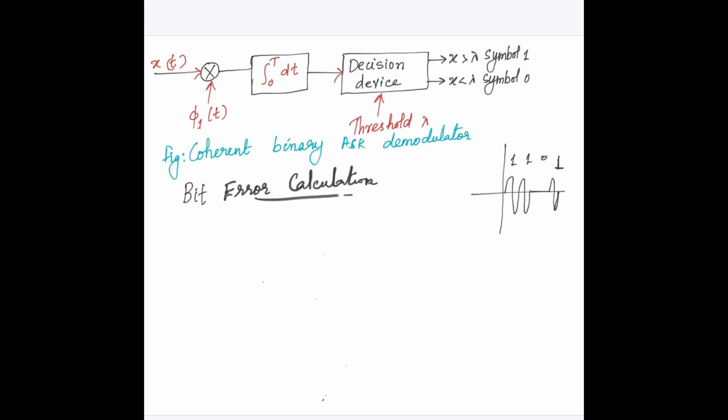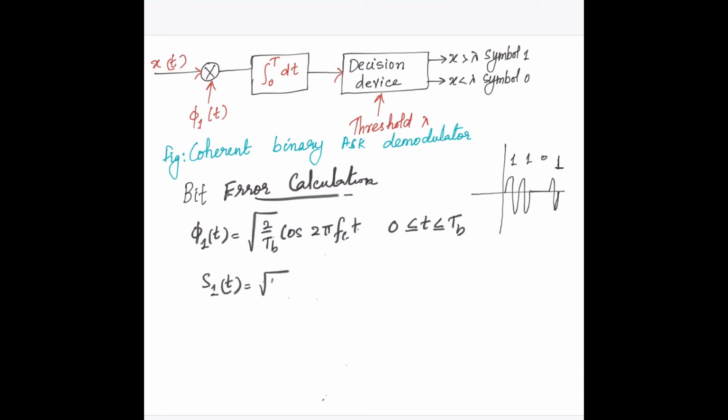In the binary ASK system, the basis function phi 1 of t is equivalent to root of 2 by Tb into cos of 2 pi fct for the interval 0 less than or equal to t less than or equal to Tb. The transmitted signals are given by S1 of t equivalent to root of Eb into phi 1 of t for symbol 1, and equivalent to 0 for symbol 0.